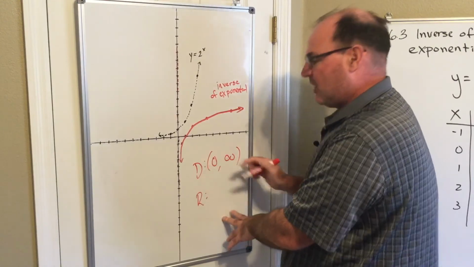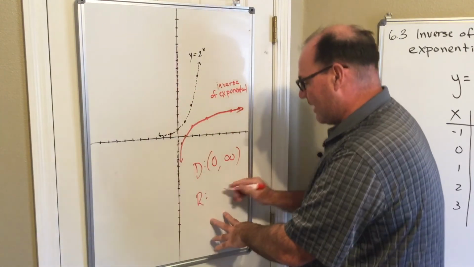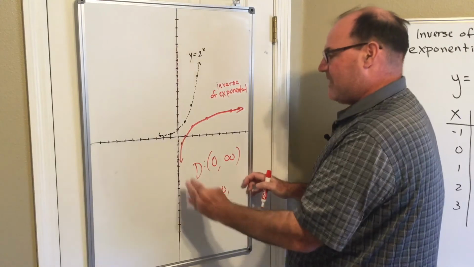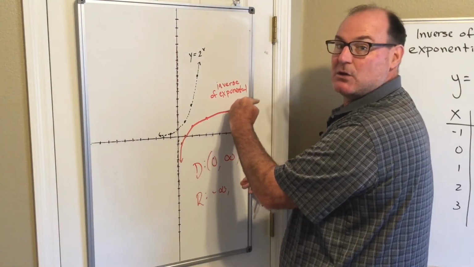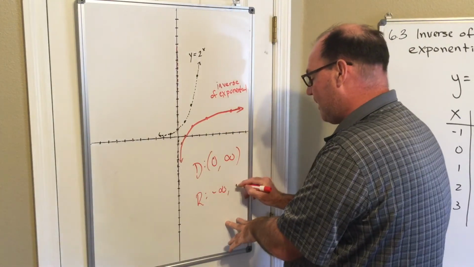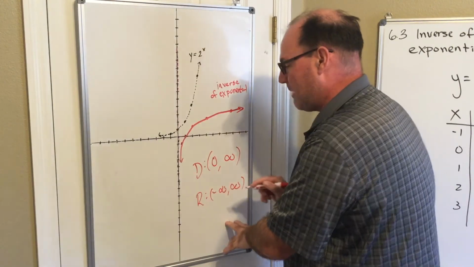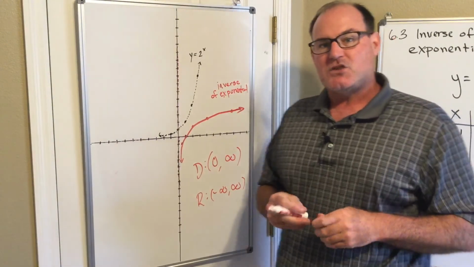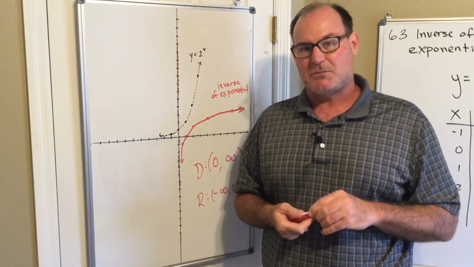The range is, the lowest y value is -infinity. The highest y value, it's doing it very slowly, but it's eventually going to go up to +infinity, and there is my domain and range. So that is the inverse of the exponential graph.